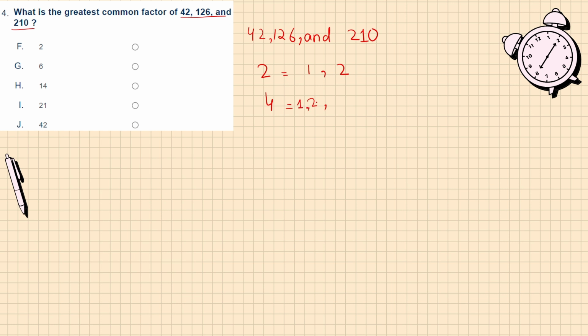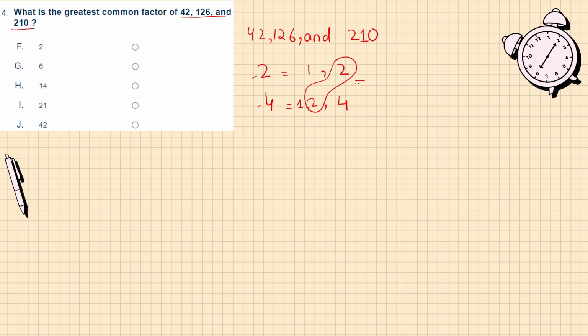So 1 is also a factor of 4, 2 is also a factor of 4, and 4 itself is also a factor of 4. Okay, so these are the three factors of 4, and 1 and 2 are the factors of 2. So if you can see, the greatest common factor between these two numbers, 2 and 4, is 2, right?